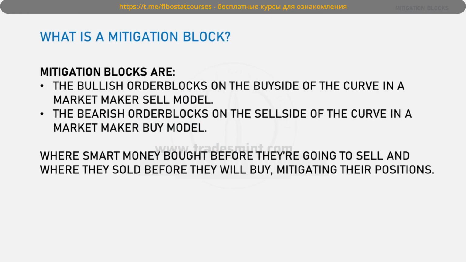Mitigation blocks are the bullish order blocks on the buy side of the curve in a market maker sell model, and the bearish order blocks on the sell side of the curve in a market maker buy model. So where smart money bought in those bullish order blocks, we're going to use that same order block on the sell side of the curve to offload their orders and mitigate their positions.